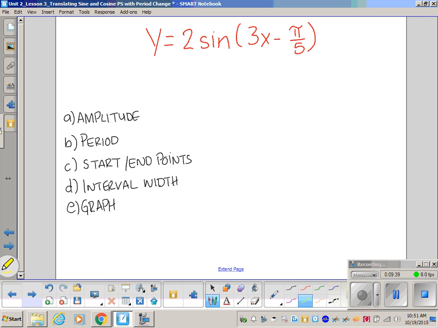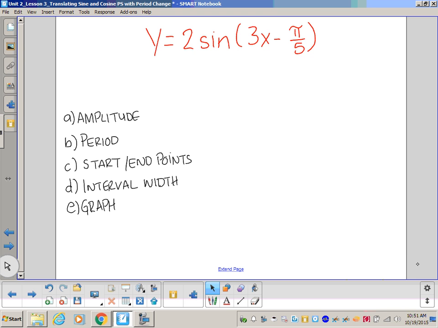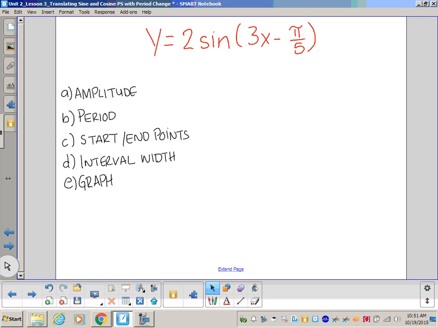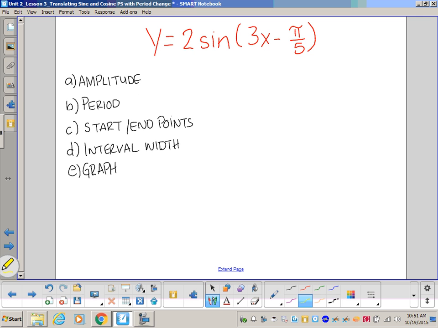Let's do one more together. So I'll start by finding my amplitude again. It's the number in front of sine. This time we don't have to cheat. It's just 2.